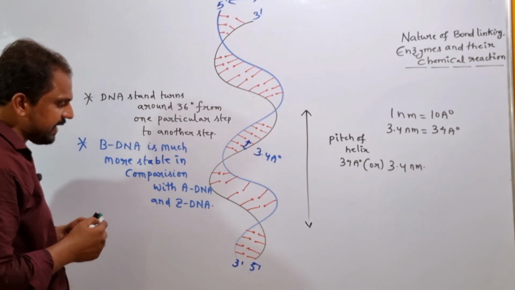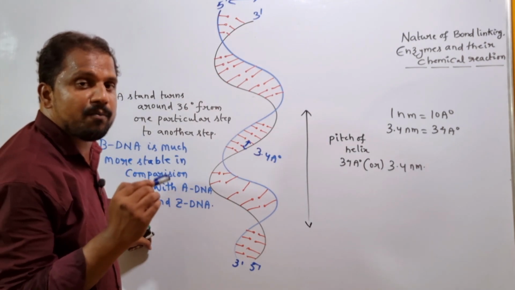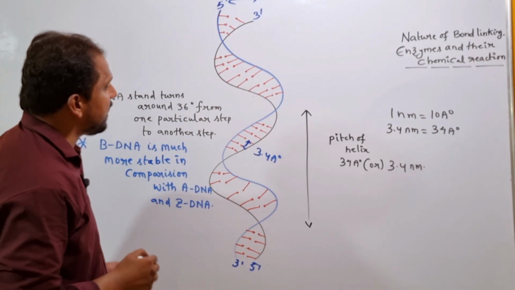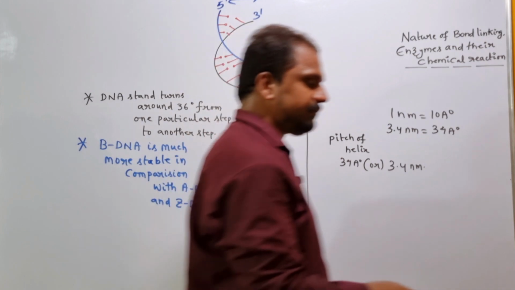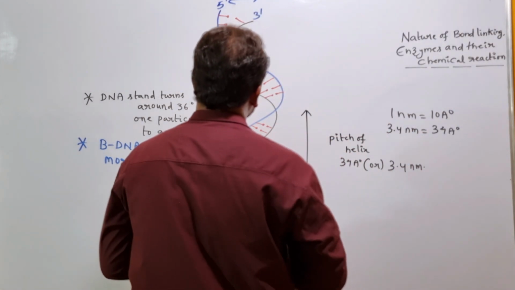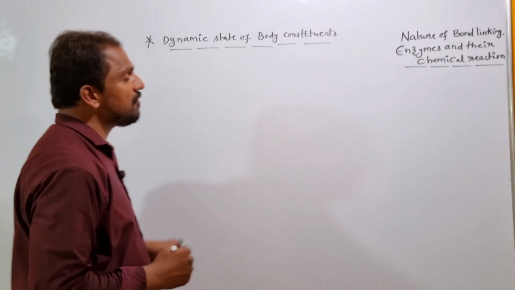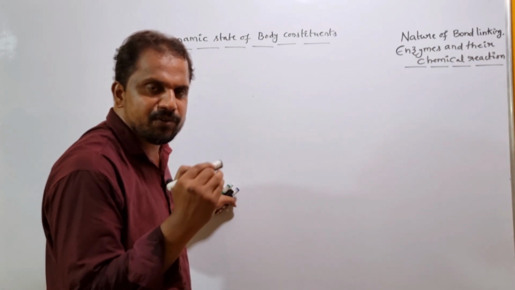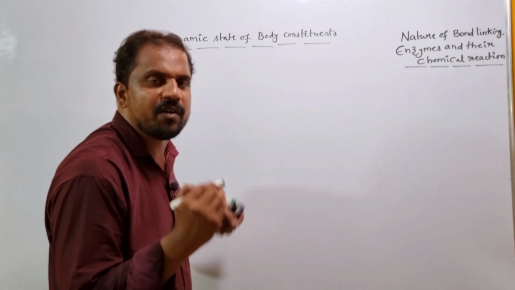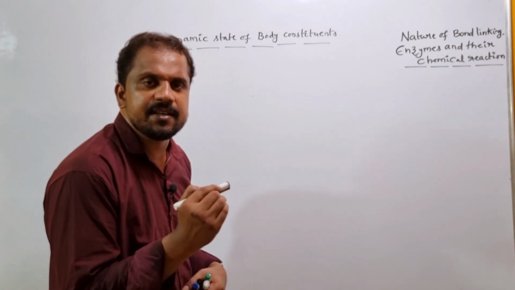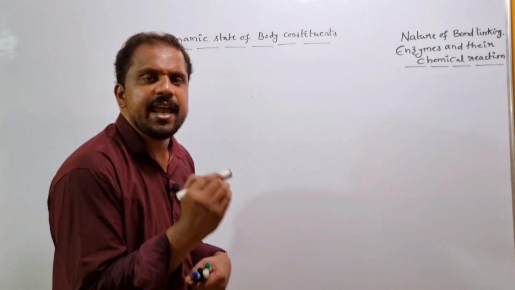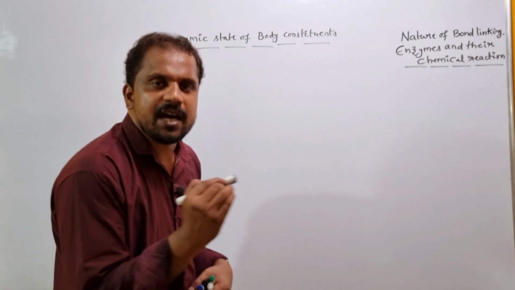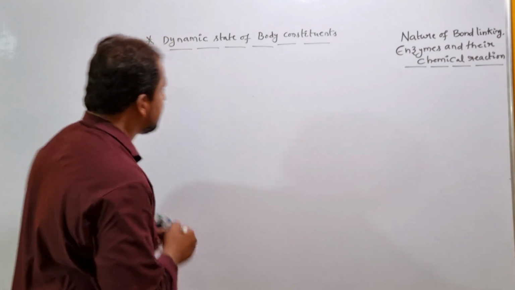And then after, we will be studying the dynamic state of body constituents and the concept of metabolism in detail. And then after we will be studying the dynamic state of body constituents in living organisms. So till now what we have learnt is that all the living organisms, whether plants, animals or protozoans, are composed of thousands of organic compounds or biomolecules. Is it clear? So let me write it here.